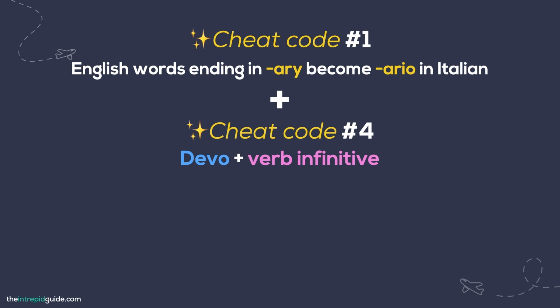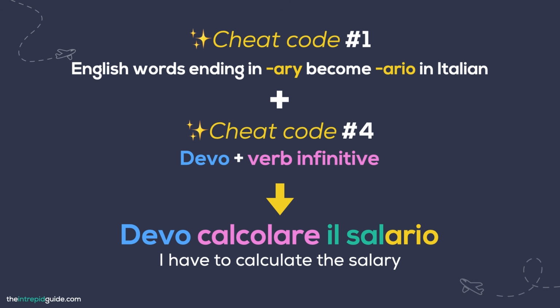Now, the best part is that now you can use the 3 patterns that we saw in shortcut 1 with these frameworks. And you can say things like, Devo calcolare il salario. I have to calculate the salary.